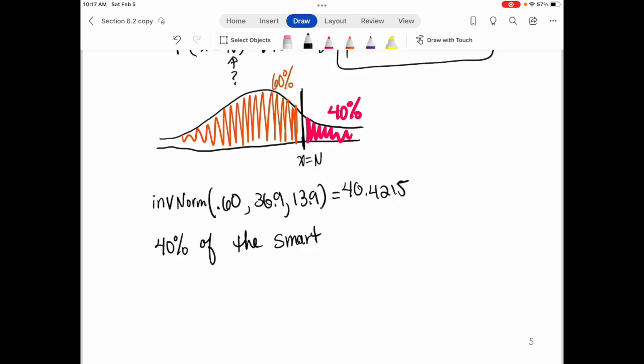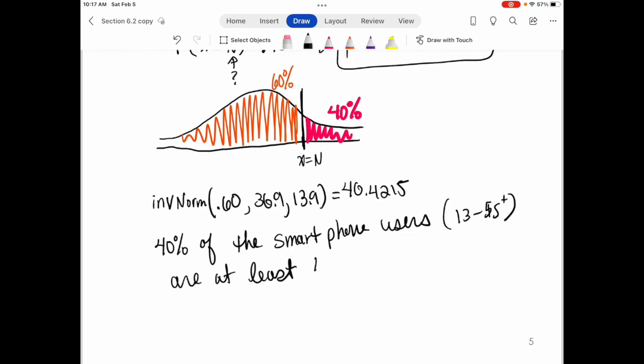So that tells me that 40% of the smartphone users, and don't forget, it's in the age group from 13 to 55, are at least 40.4 years old.